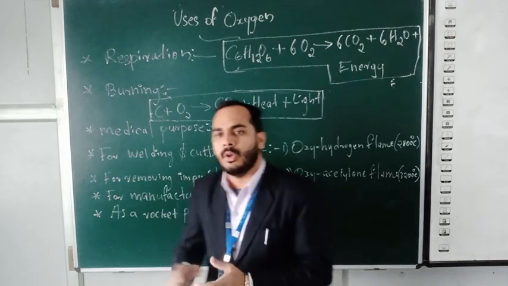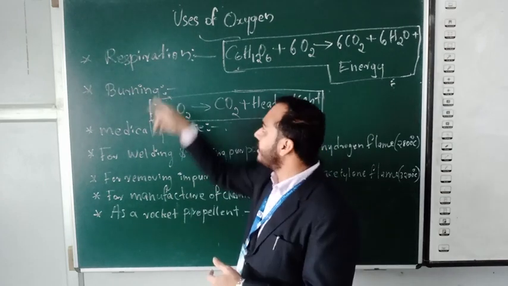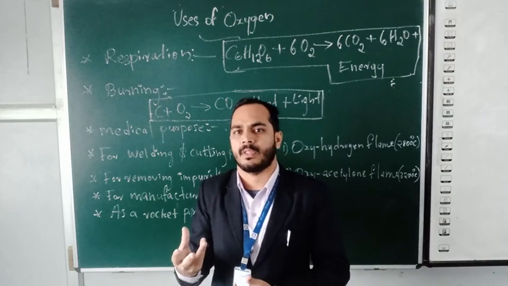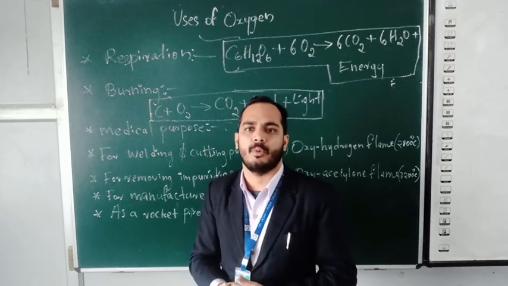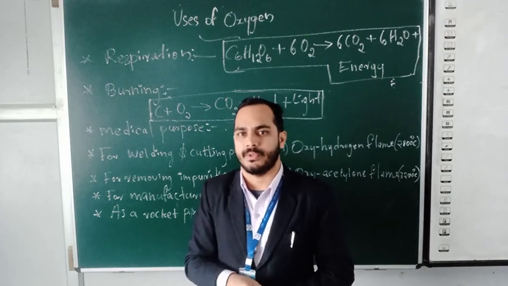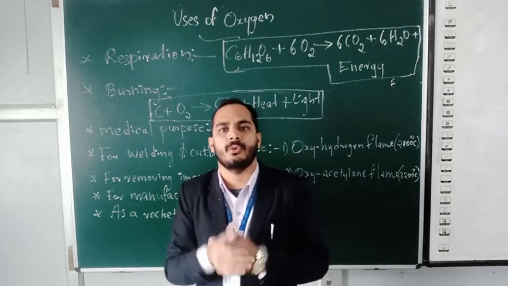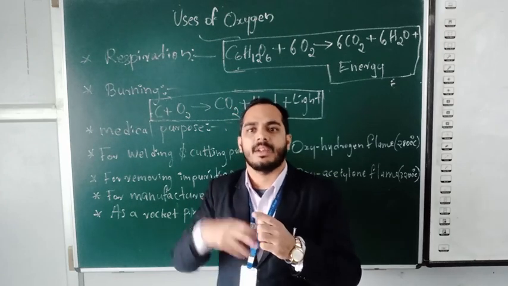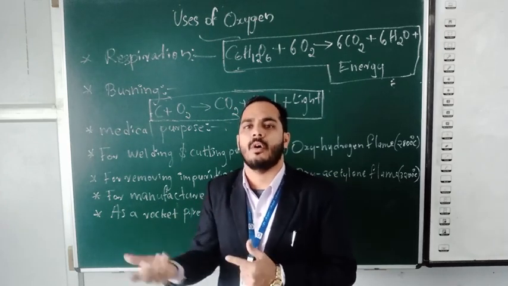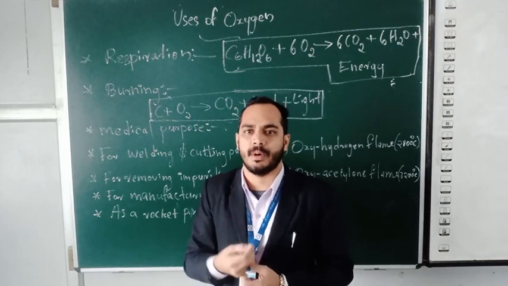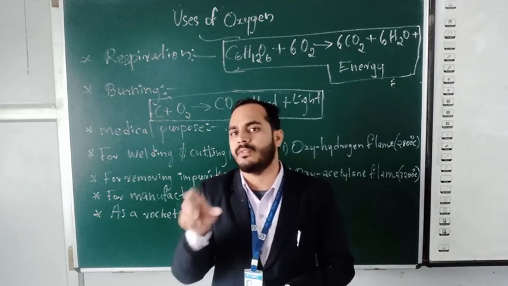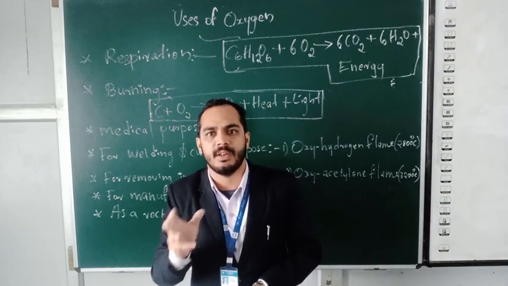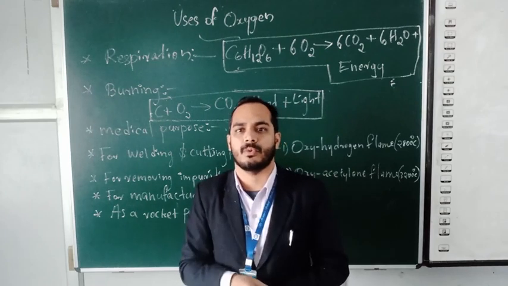The first one: oxygen helps us with the respiration process. What is respiration? It's a biochemical process in the human body. I hope all of you know we take oxygen, which reacts with the food to form carbon dioxide, water vapor, and energy. Energy in the form of ATP. What is ATP? ATP means adenosine triphosphate. It's an energy molecule.